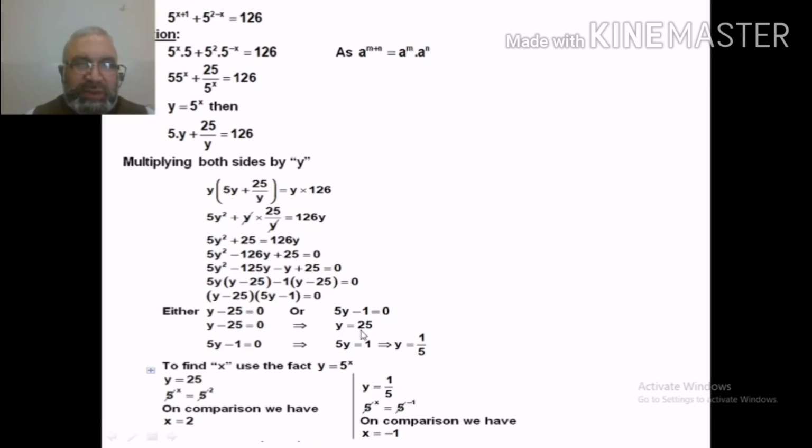So by back substitution, to find x, use the fact y is equal to 5 power x, which was our original substitution. So when y is equal to 25, that becomes 5 power x is equal to 5 power 2, writing 25 in the power. So again base is the same, comparing the powers we get x is equal to 2. Similarly for the next value, when y is equal to 1 over 5, this becomes 5 power x is equal to 5 power minus 1, and 1 over 5 means 5 power minus 1. Again base is the same, comparing the powers, x is equal to minus 1. Thus the solution set is 2 and minus 1.